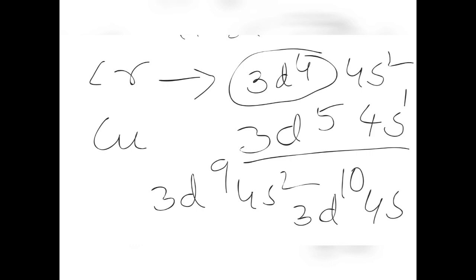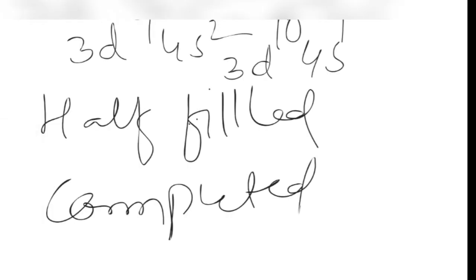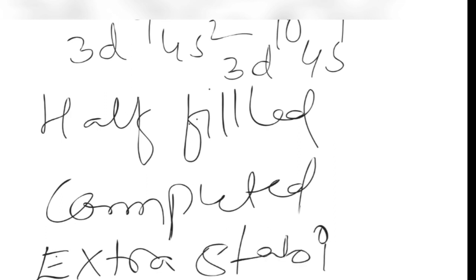3d10 4s1 is there. What does it indicate? When we studied in the 11th standard, we discussed that stability depends upon half filled and completely filled orbitals. If half filled or completely filled orbitals are there, then the elements get extra stability. In order to gain this extra stability, chromium and copper have half filled and completely filled electronic configurations.